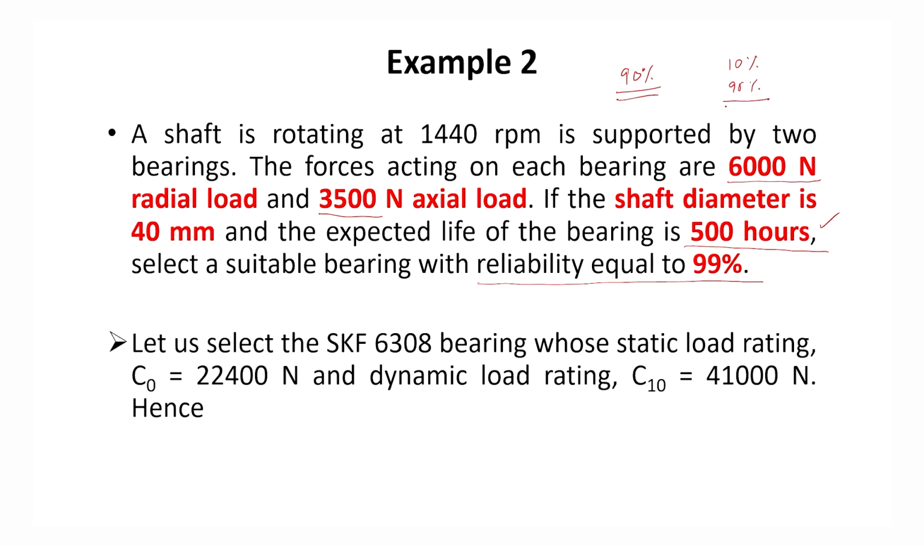If we are taking C from the catalog and C0 from the catalog, then these are all based on 90% reliability. Now, we want to design our bearing for other than 90%, so let us see this problem. Let us select the bearing 6308, whose static load rating is 22,400 and dynamic load capacity is 41,000 Newton.